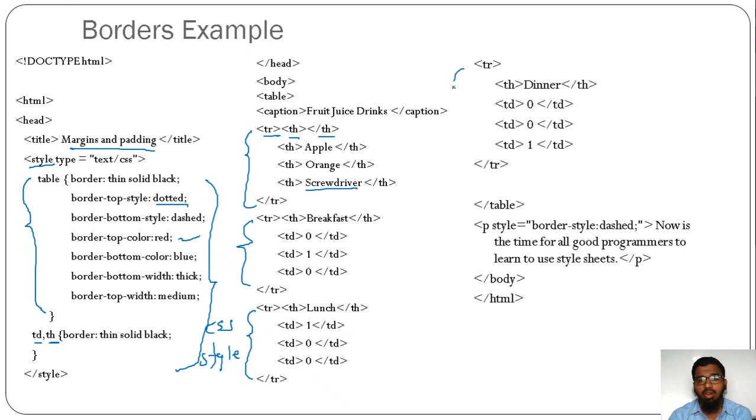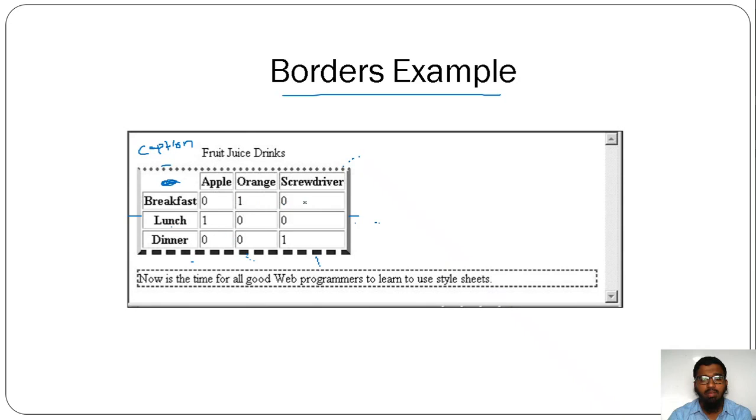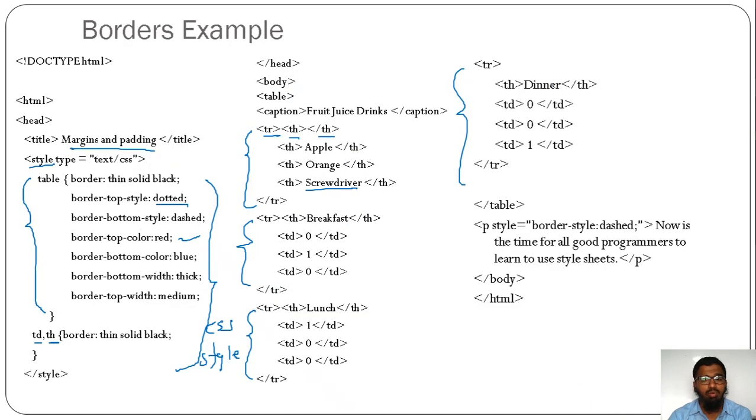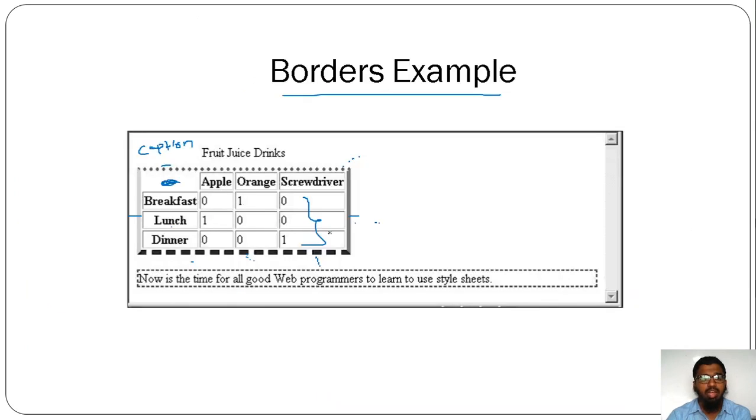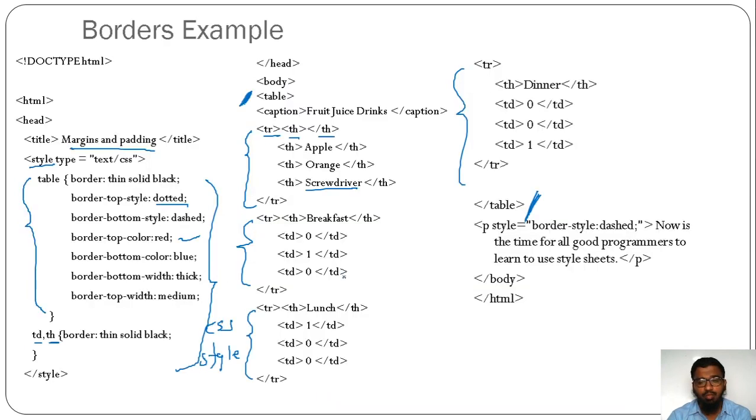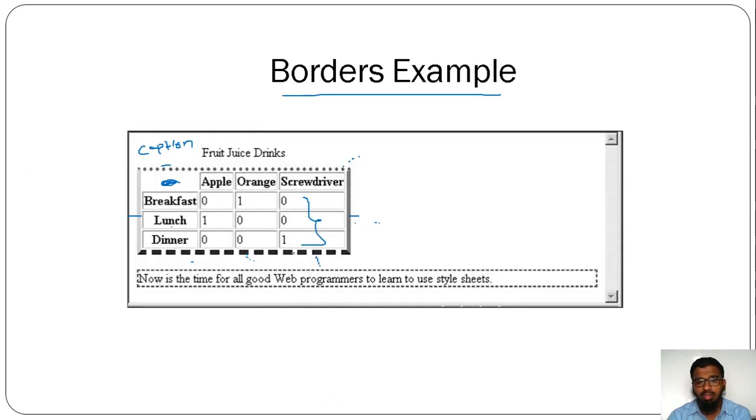Next, TR, we have already finished this table, that's why I'm going fast. So TR is TH dinner, and TD 0, TD 0, TD 1. So all the values will be available in this table, and we close the table here with the closing tag. Next, I am giving a style to a specific paragraph: p style equals border style is dashed. Dashed means like this, dash.